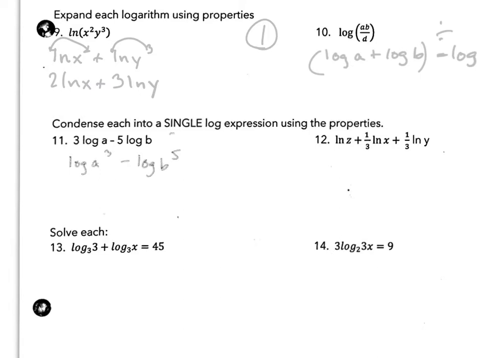The goal is to write it with a single logarithm. That's what that says. So we're going to have the word log written one time. And this minus means it goes in the bottom. So a to the third is on the top and b to the fifth is on the bottom.